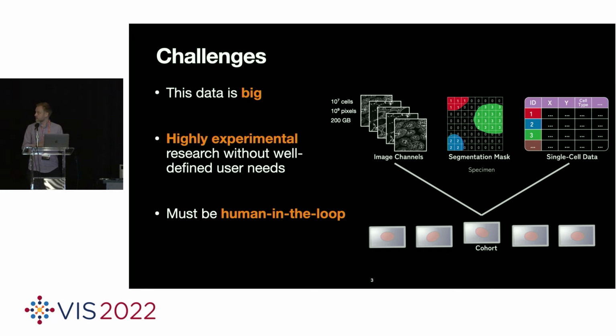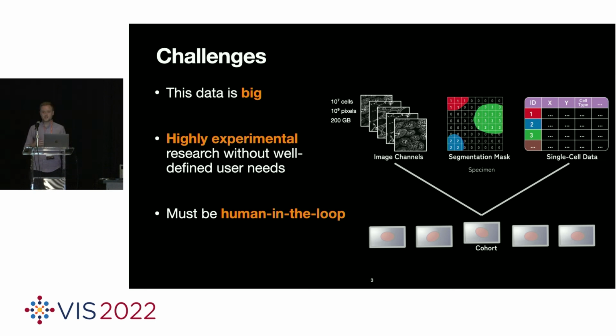However, investigating spatial neighborhoods in this new data has a number of challenges. First of all, the data is very big. The data that our collaborators work with contains millions of cells, 30 or more channels, each reflecting the expression of a different biomarker, and also contains an accompanying segmentation mask and a single cell table reflecting the marker expression value and cell type of each cell in the data set.